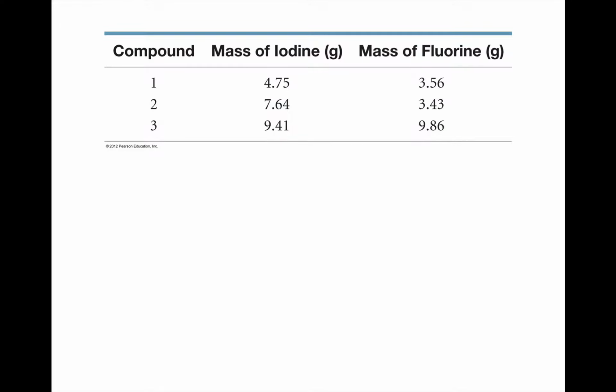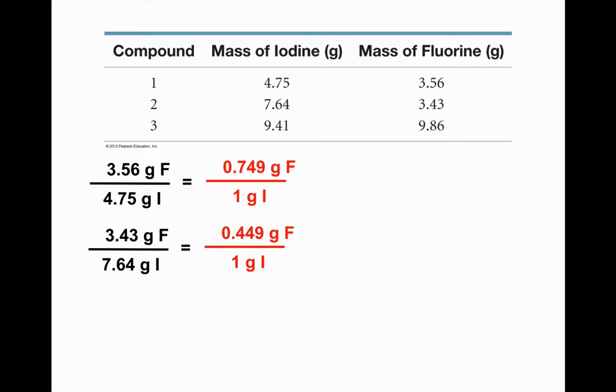Okay, so we do that, right? We want the mass of fluorine per gram of iodine, so we take grams of fluorine divided by grams of iodine, and we get how many grams of fluorine per 1 gram of iodine for the three compounds. All right.